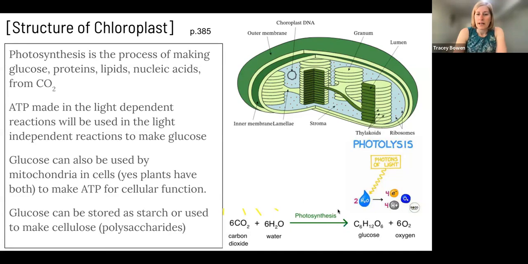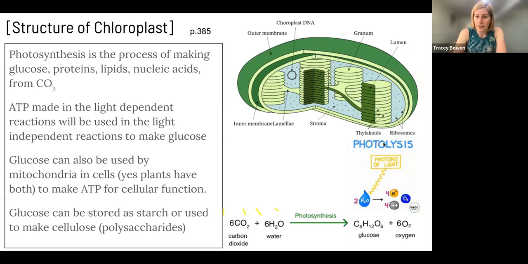So here we can see the reaction of photosynthesis. This is just the backwards reaction of cellular respiration. So we're taking carbon dioxide and water, and then in the presence of sunlight, that's what these little yellow lines are here, they're going to produce glucose and oxygen.